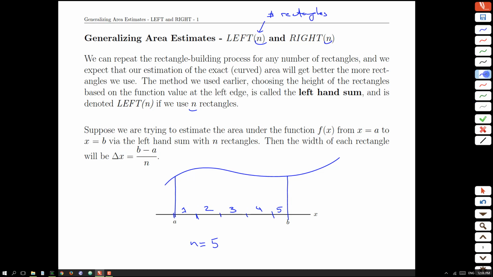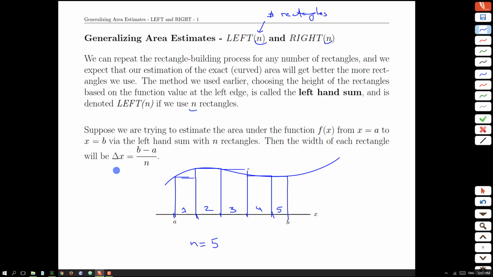And if we build rectangles out of those estimates, and specifically if on each interval we go up to the graph on the left-hand edge to build our rectangles, notice we might be a bit above or we might be a bit below the actual graph at those points or on those intervals, and that's fine. It can change. But we can get 5 rectangles out of this, and the function will be able to give us the heights of those rectangles.